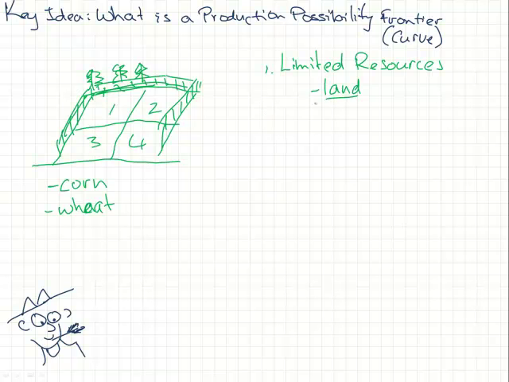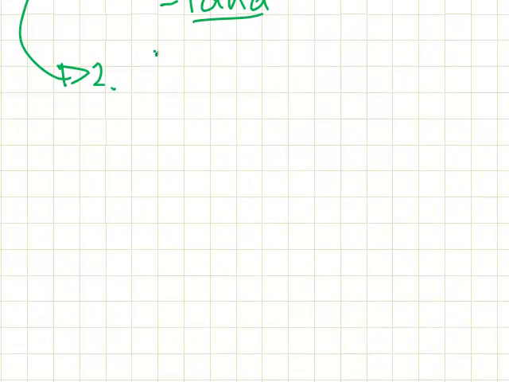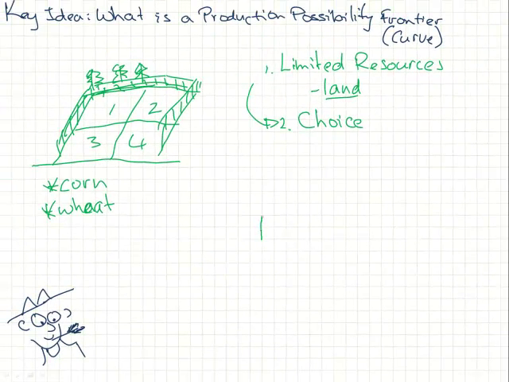Just the land. Now, because he's got limited resources, that brings us on to the second key idea that we've got and that's the idea of choice. He has to choose between either corn or wheat. Now, what I want to do is I want to show in a graph form what choices he's got. So what I'm going to do here is I'm going to start here, and I'll just start going up there.